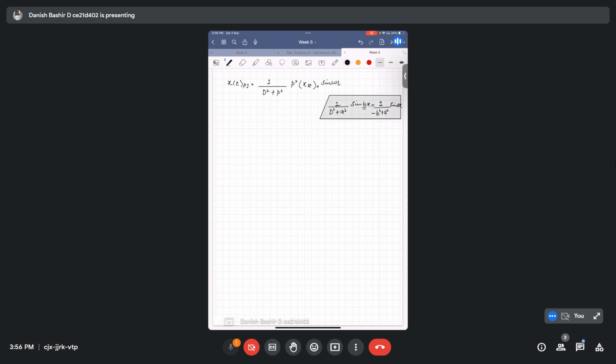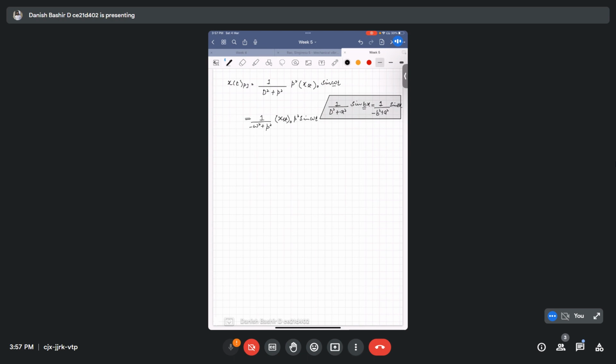You have to remember this formula. We can write here, in place of a variable, we have the variable t. So the coefficient of variable t is omega. So we will be writing it as equal to 1 by minus omega square plus p square, times x static naught, and sine omega t will be there again.